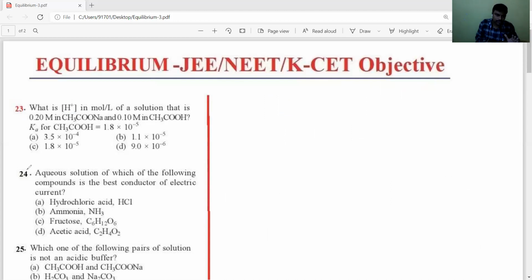24th question. It's very easy. In aqueous solution, which of the following compounds is the best conductor of electric current? Means best conductor we have to think. So best conductors means degree of ionization, means best conductors are nothing but strong electrolytes. Okay, so strong electrolytes are good conductors.